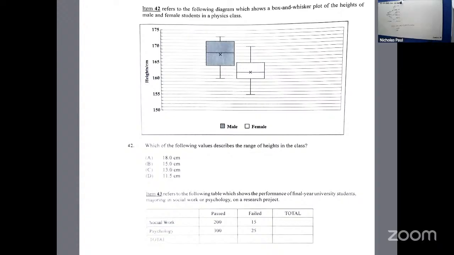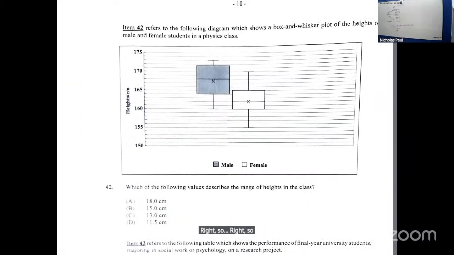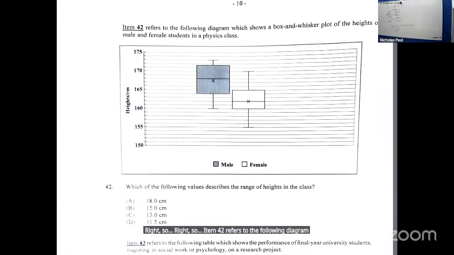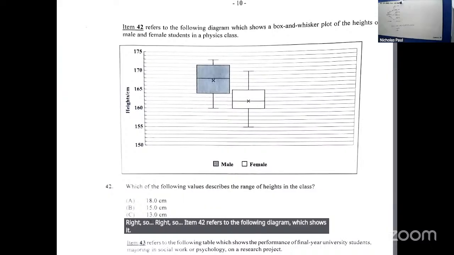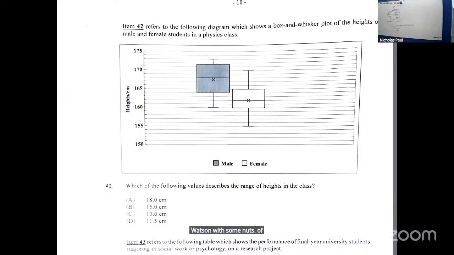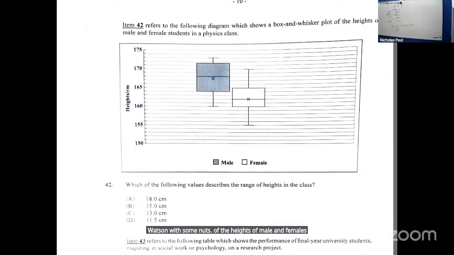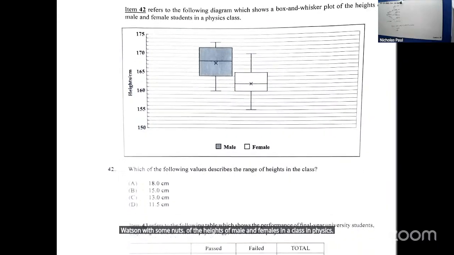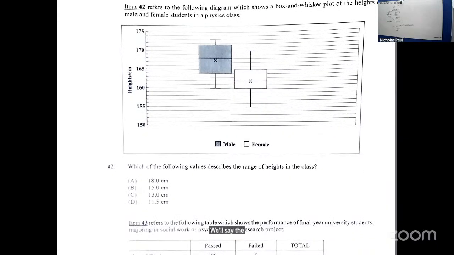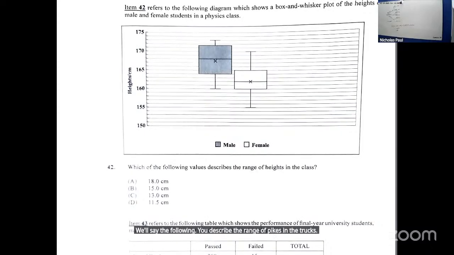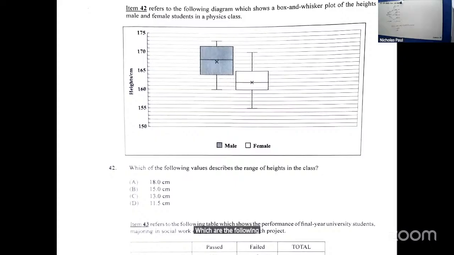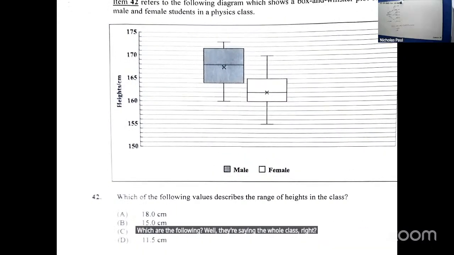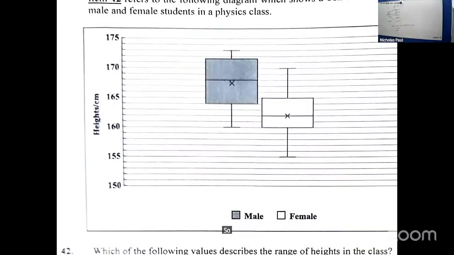All right, so item 42 refers to the following diagram, which shows a box and whisker plot of the heights of males and females in a physics class. Which of the following values describes the range of heights in the class? They're saying the whole class, right? So let's zoom in a little bit more.